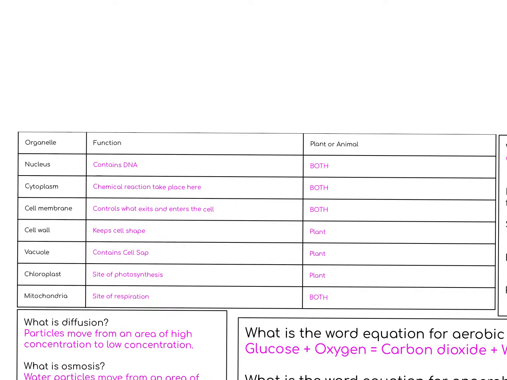going on. Okay, so you've got here the nucleus contains DNA, it's in both. The cytoplasm is where chemical reactions take place, that's in both. The cell membrane controls what exits and enters the cells, that's in both. Cell wall keeps the shape, that's just in plants. The vacuole contains cell sap, that's just in plants. Chloroplast, the site of photosynthesis, that's just in plants. And then the mitochondria, the site of respiration, is in both.